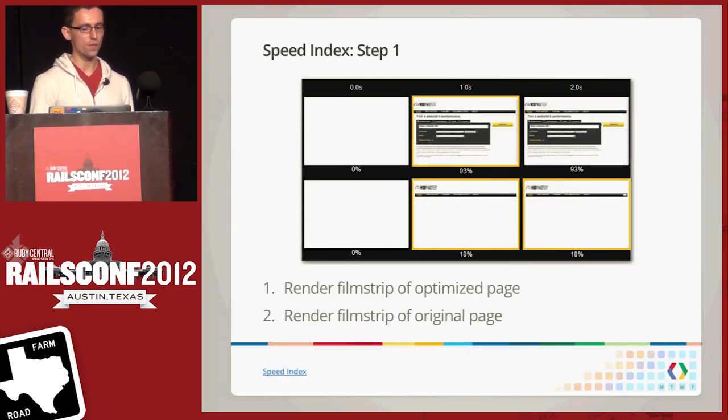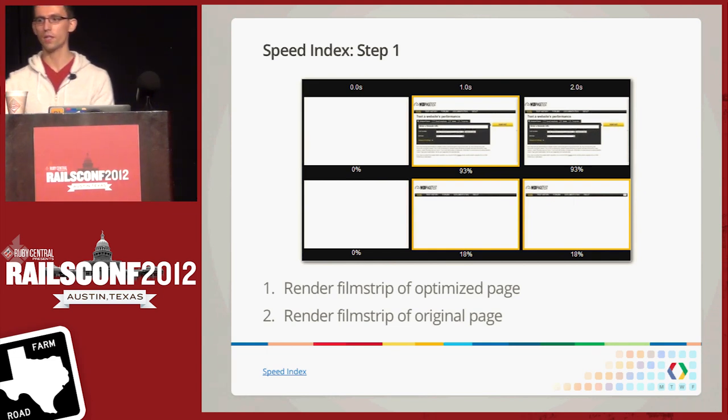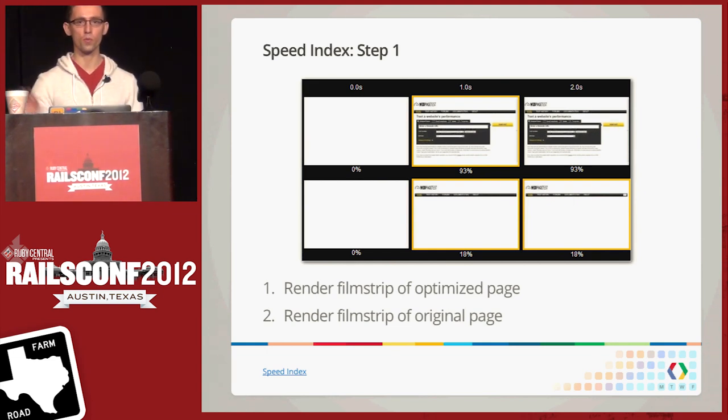So how are we going to do this? Step one is to render 2 film strips of the same page with WebPageTest. At the top, we have an optimized page, and on the bottom, the unoptimized page. Here we're capturing frames about 1 second apart. At 1 second in on the optimized page, most of the page is already rendered. On the unoptimized page, you can see that the body is still missing.